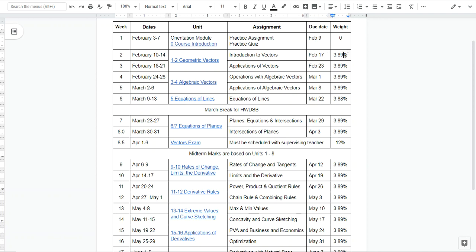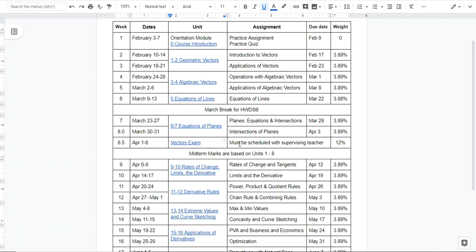Over here, you can see the weight that is given towards your final mark for each one of these things. Basically, each unit is worth the same amount, and all of the unit weights add up to 70%. We've got 2 exams in this course. We've got a vectors exam, which you are going to write just before midterm marks are submitted. That looks like the week of April 1st to 6th. Now you're going to have to schedule that exam and get somebody at your home school to supervise it.